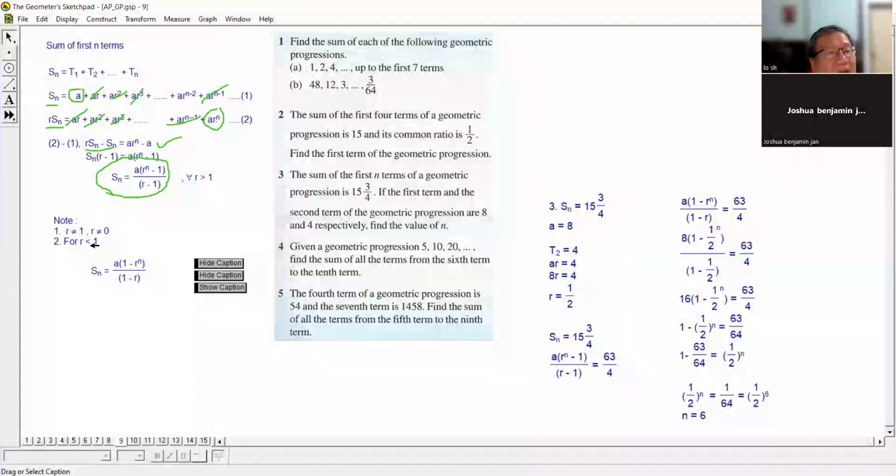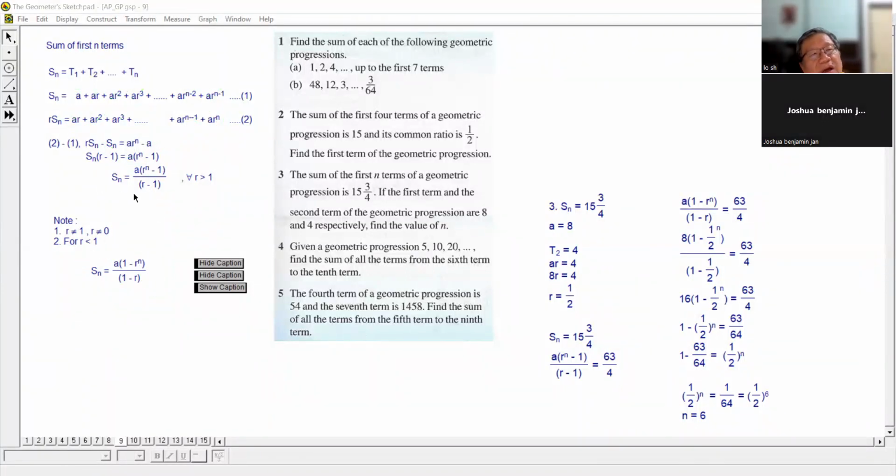Then you may ask me, hey, 1 and 0 cannot, what about negative numbers, can r be negative? Can. If it is a negative number, then the formula for Sn will be like this, right? Flipped around, r to the power n minus 1 becomes 1 minus r to the power n. R minus 1 becomes 1 minus r. So it will be like this.